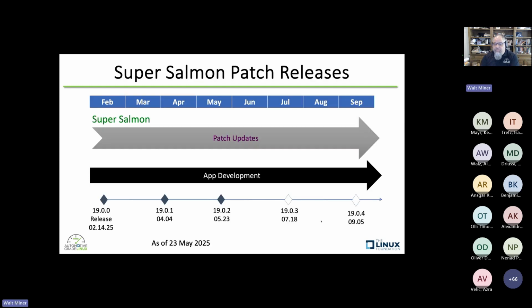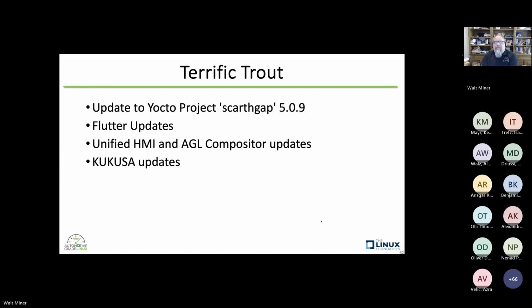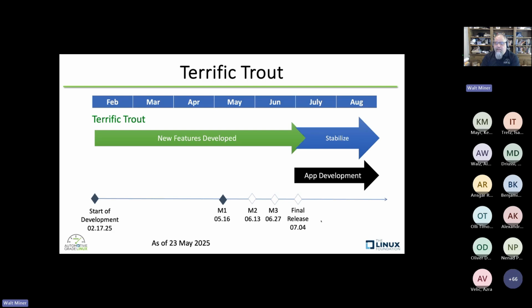You can see we have a few more patch releases planned for Salmon through the fall of this year. And then we have Terrific Trout coming out in June or July. We're working on finalizing Terrific Trout. We've had our Milestone 1 release, Milestone 2 will be in another week or so, and then the final release of Terrific Trout will be by July 4th.